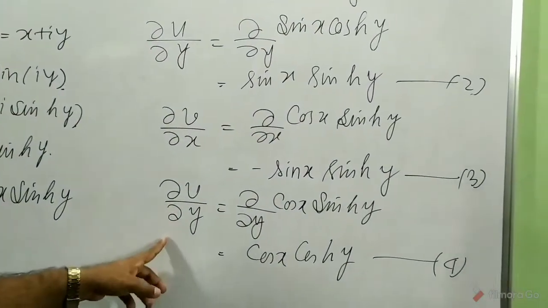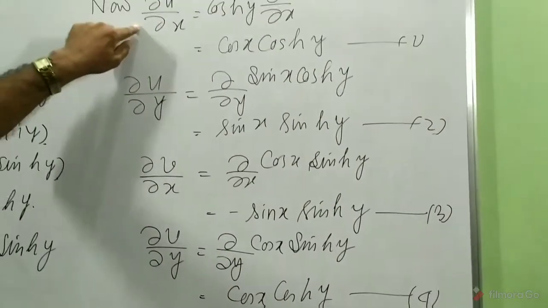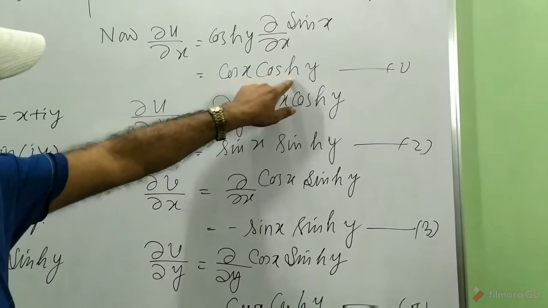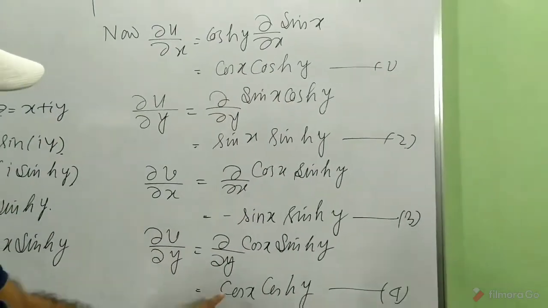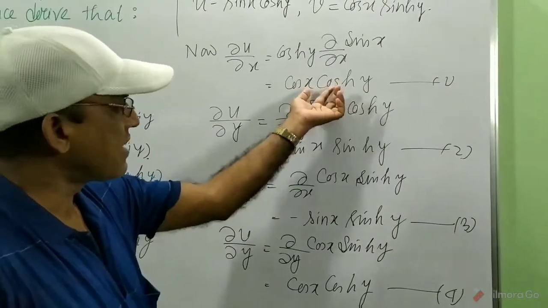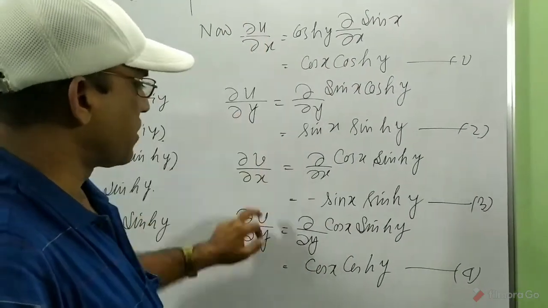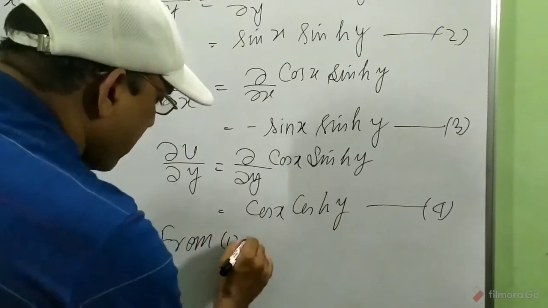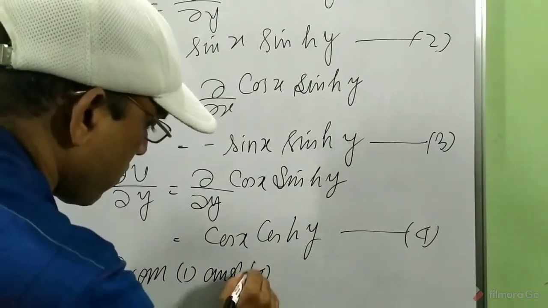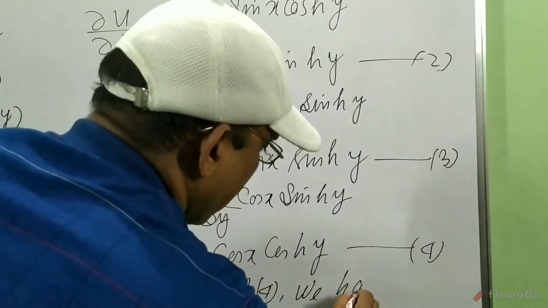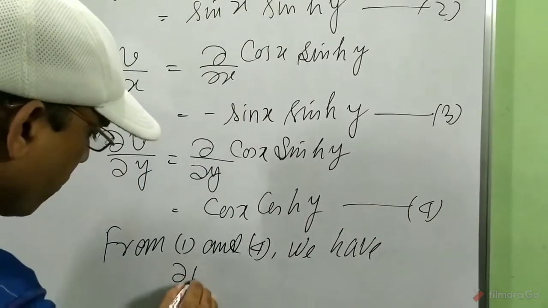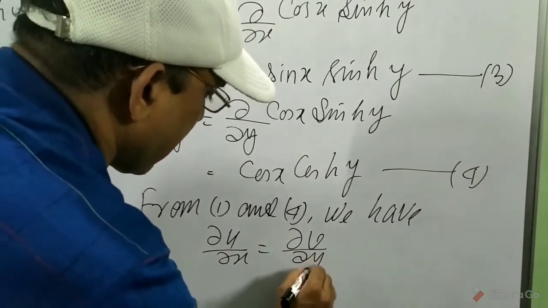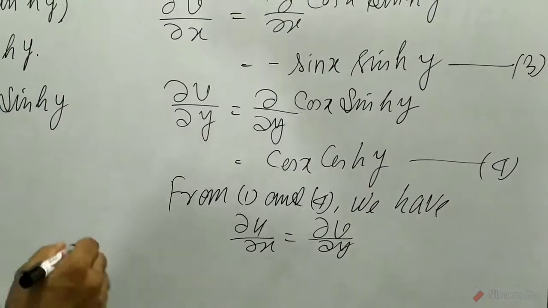We get this is number 4. Now what we get from 1 and 4? From 1 and 4, del u del x is cos x cos hyperbolic y, and del v del y is cos x cos hyperbolic y. So right hand side are equal, so left hand side also equal. From 1 and 4 we have del u del x equal to del v del y. So we get this condition.